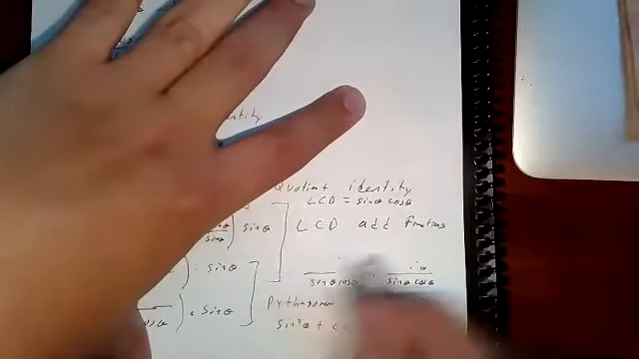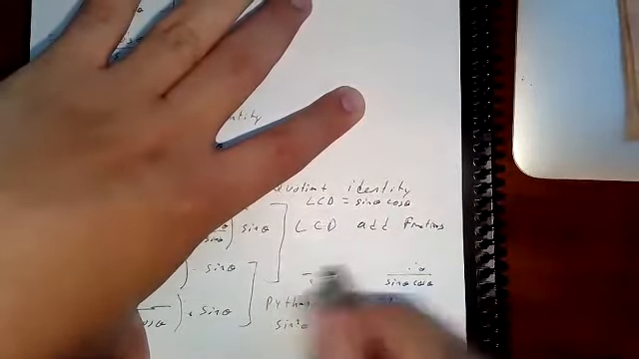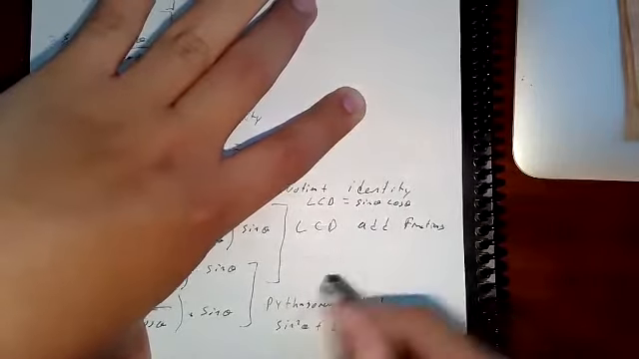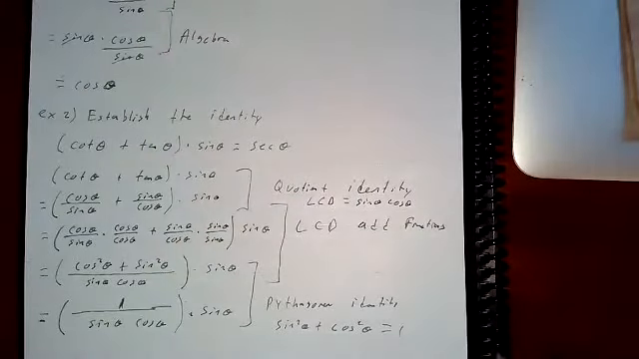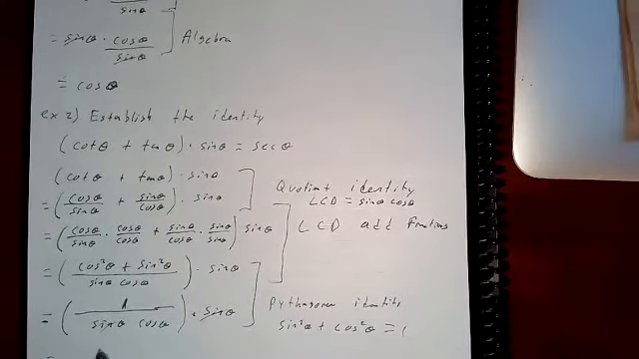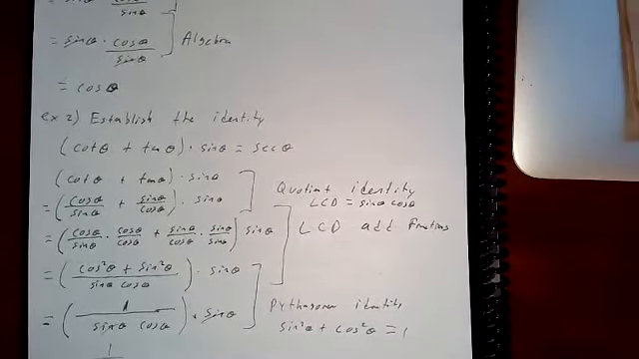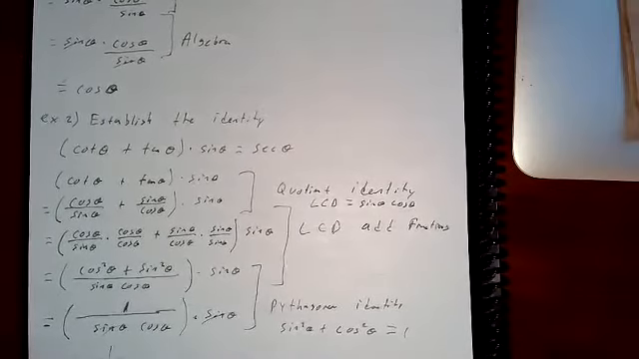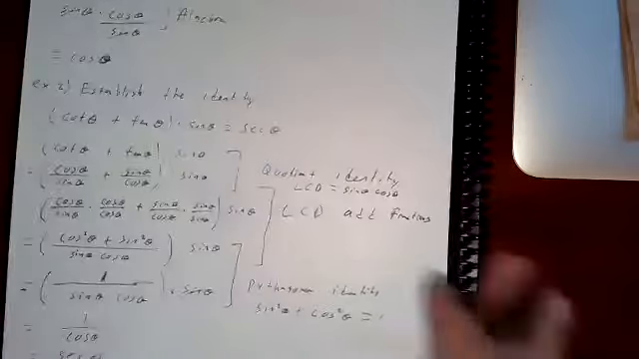I'm going to erase this just so it doesn't look too cluttered. Okay. So that gives me here, multiply this out, the algebra. And we're left with 1 over cosine, which we know is secant. And that's what we wanted to show.